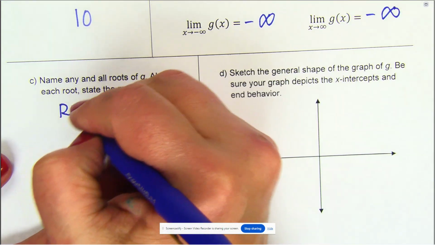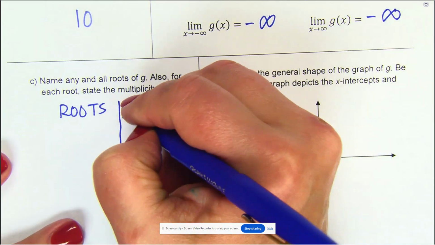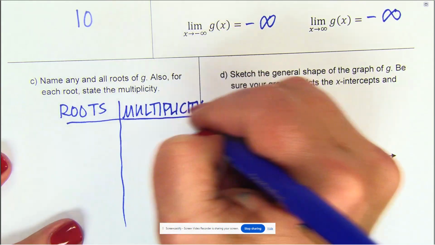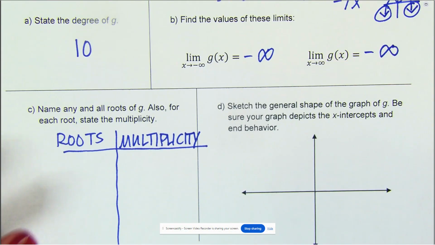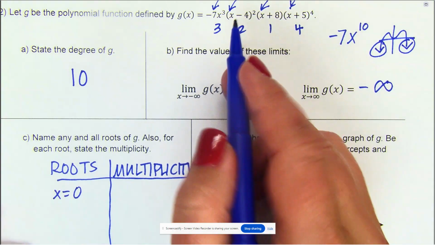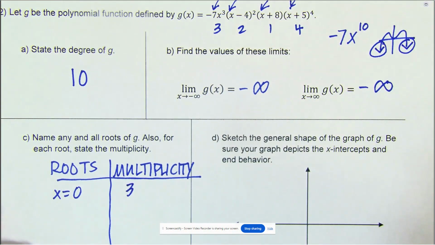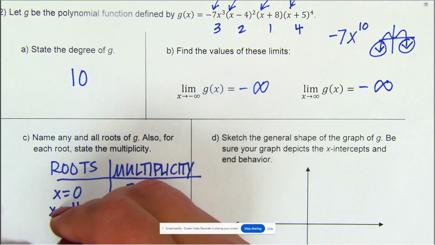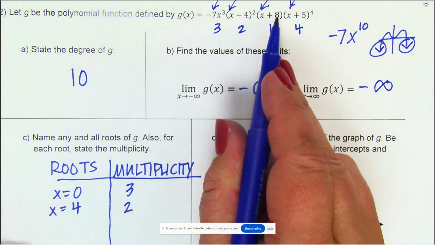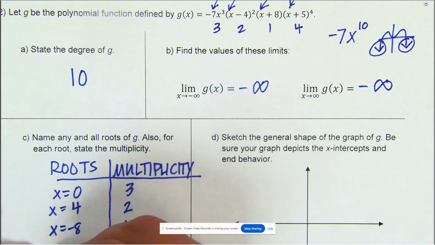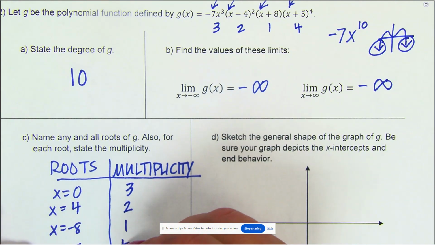I like to make a little chart. Roots, multiplicity. Okay, so the roots, whatever makes each factor 0. So the first one, 0 makes that guy 0, and it's got a 3 on it, so that has a multiplicity of 3. Next one, 4, and that has a multiplicity of 2, right here. -8 has a multiplicity of 1, and then the last one, -5, has a multiplicity of 4.